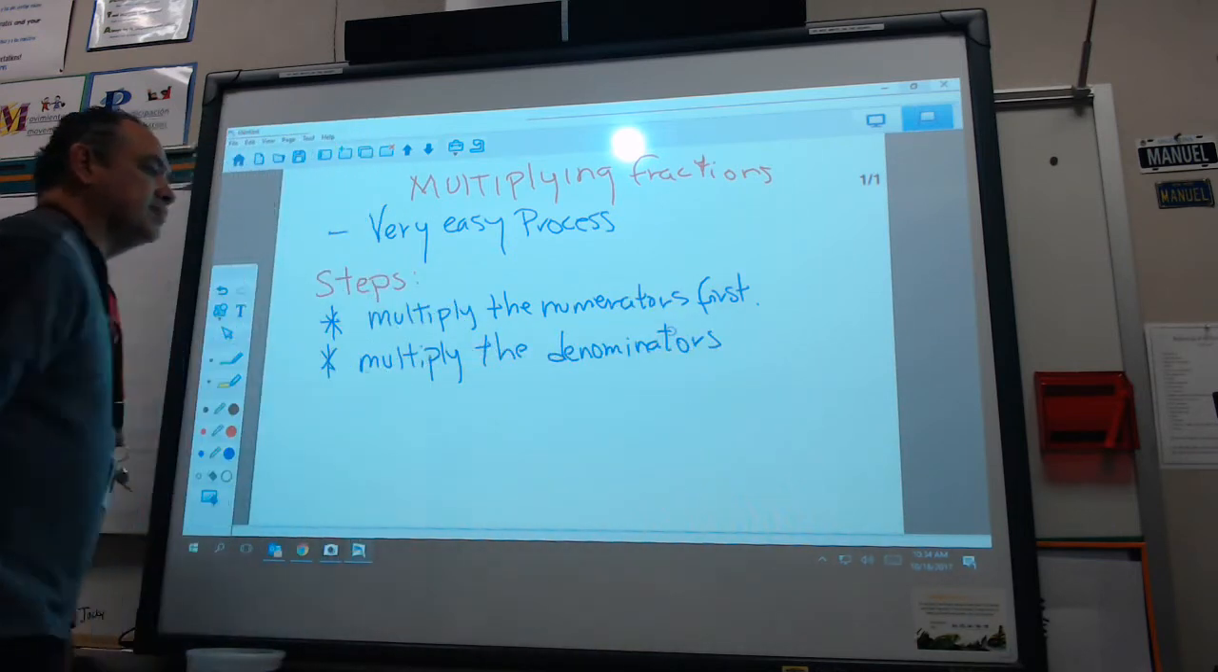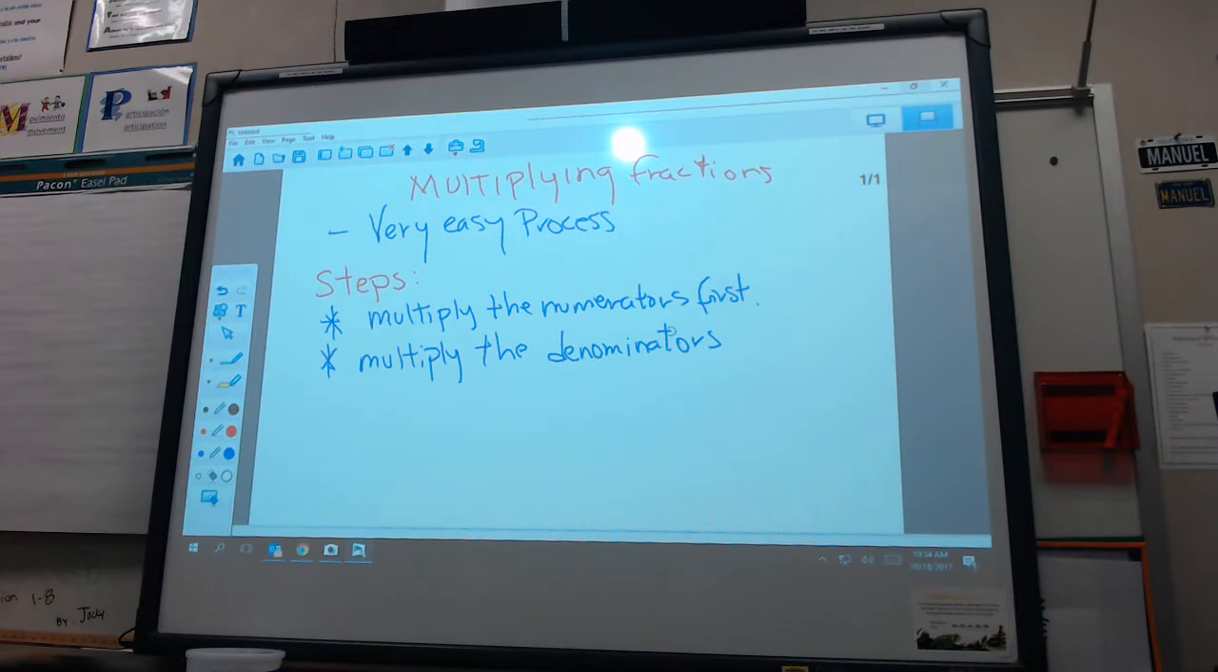What happens if the denominator is different? Good question. It doesn't matter, because for multiplying and dividing, we really do not care what the denominator looks like. It's only for adding and subtracting. So it's going to be something very easy to do.